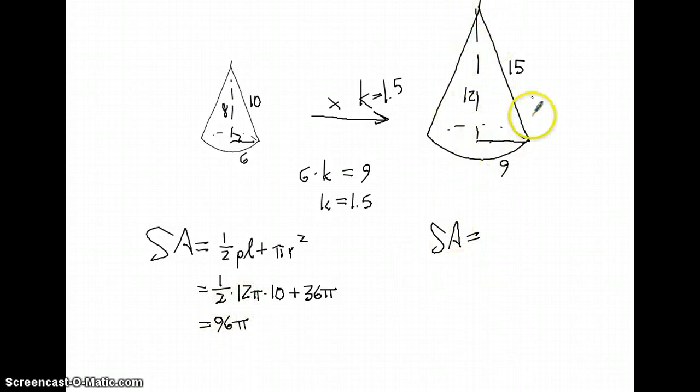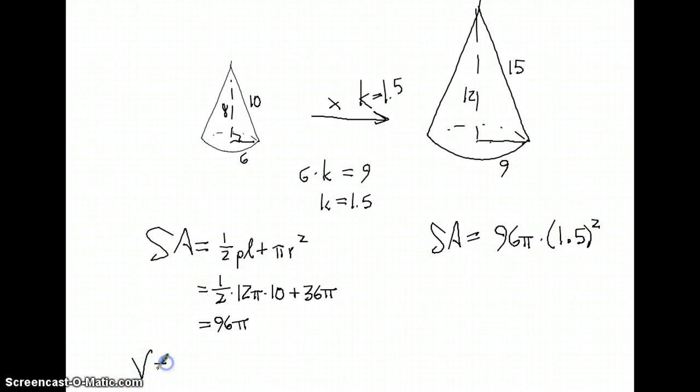pi. I don't have to go to the trouble of figuring out the surface area over here. I could just say, hey, guess what, kids? I should just take 96 pi, save myself a whole lot of time, and just multiply that by 1.5 squared, because we're talking about an area comparison. Now, if I really wanted to, I could do half times 18 pi, times 15 plus 9 squared pi, and I'd get, you know what, in the end, I'd get the exact same thing as this.